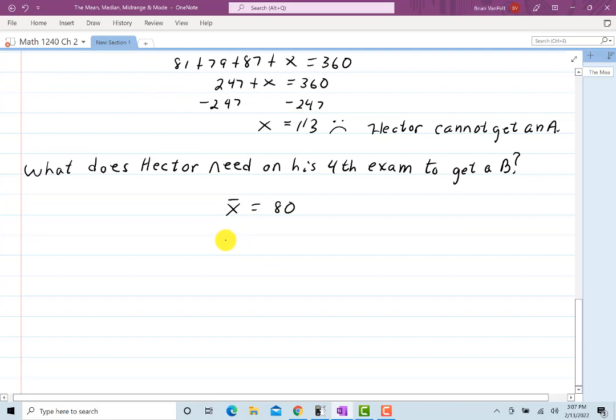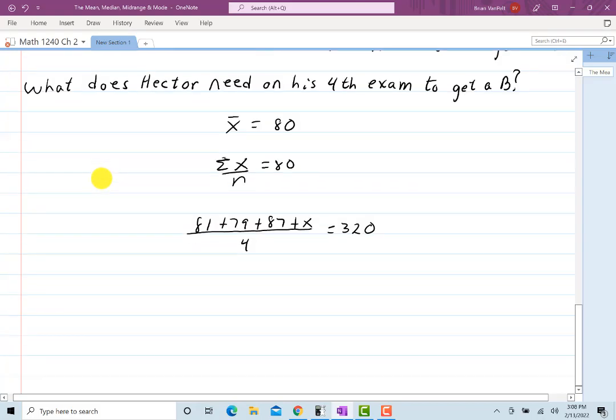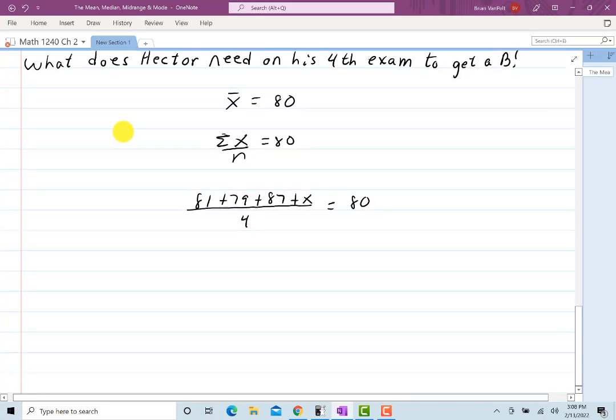And so let's put in our numbers. I've got my sigma of x over n equals 80. My sigma of x: we had 81 plus 79 plus 87 plus x, over 4. Actually, I'm going one step ahead of where I should have been. That equals 80. Now I'll go ahead and multiply by 4, and I get 81 plus 79 plus 87 plus x equals 320.